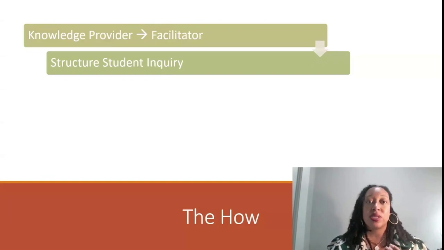You are going to be anticipating student needs. You are going to be finding the correct resources to target the students that you serve, and you are going to develop guiding questions to drive inquiry.